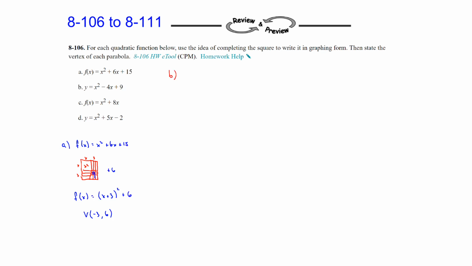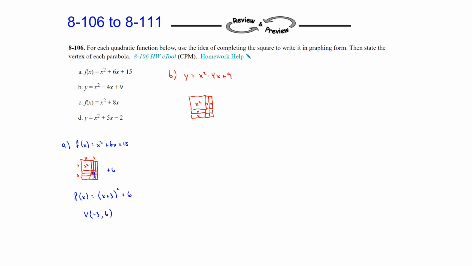On part B, we have y equals x squared minus 4x plus 9. So once again, thinking about your tiles, you have x squared. Now this is a minus 4x, but we can think about it the same way. We have 4x tiles, but they are negatives. And then what does that mean you have here?